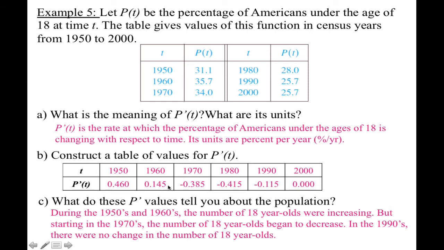So if we look at the rate, during the 1950s and 1960s, the number of 18-year-olds was increasing. But starting in the 1970s, the number of 18-year-olds began to decrease, hence the negative. In the 1990s, there was no change in the number of 18-year-olds. Oh, I'm sorry, that's the 2000. In the 1990s, because we took this rate between 1990 and 2000, that means there was no rate. There's no change. That's the 0.